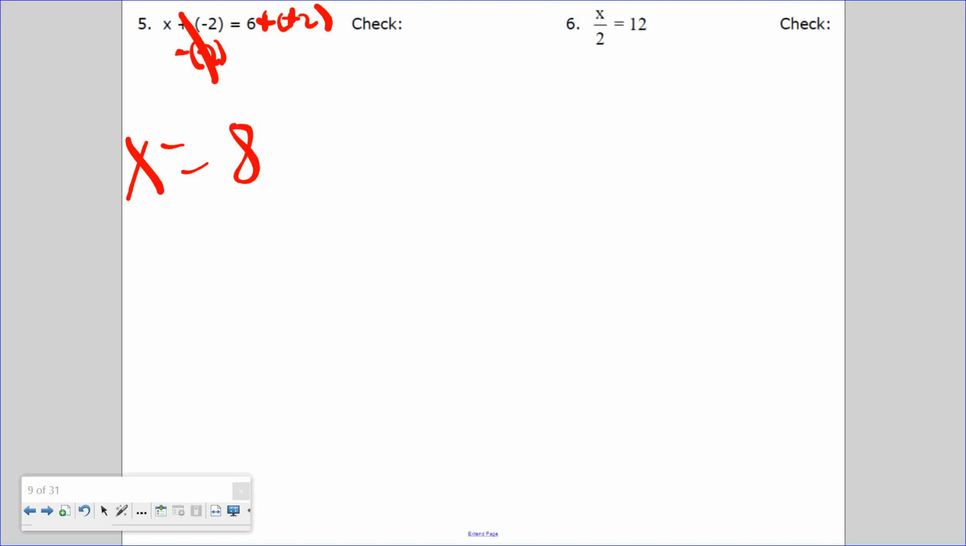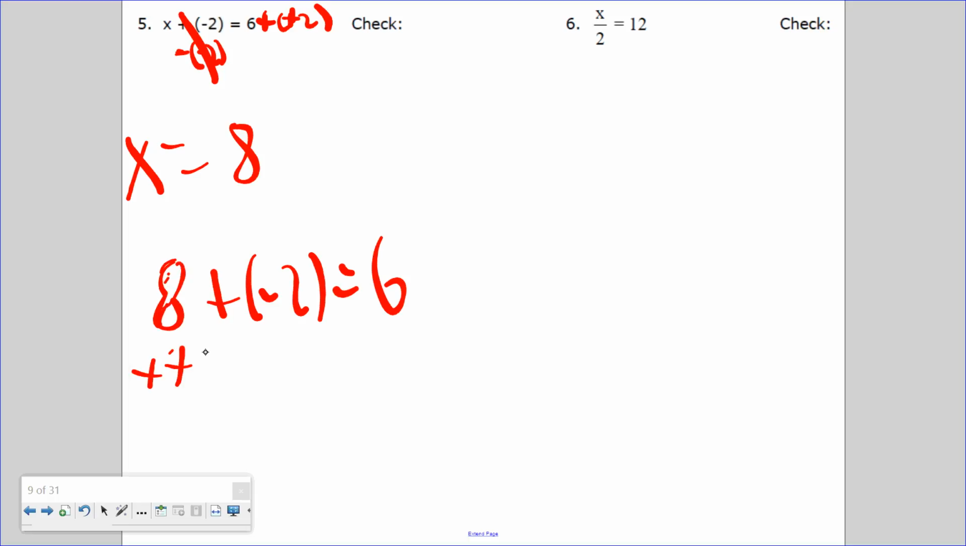Let's check our work. x plus negative 2 equals 6. I substitute the x with 8. Again, 8 positives, I add 2 negatives to it, is 6. Check mark.